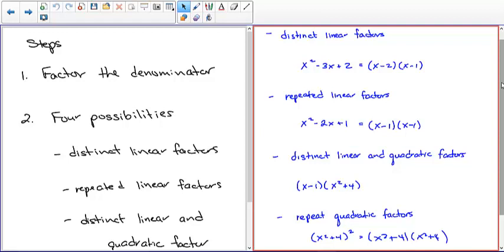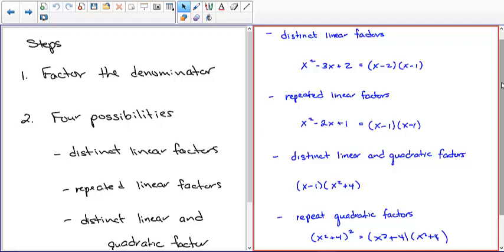If you have distinct linear, you could actually have a third order polynomial, and if you could factor that into the three linear factors, use the same procedure. So it's not limited to just two. It's not just limited to a second order equation. We're just going to mostly look at second order equations, but as long as you could factor it, you can use this technique.